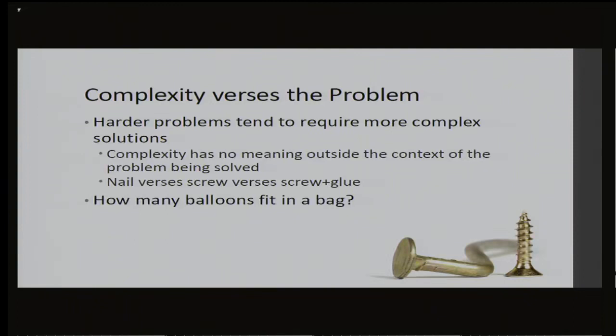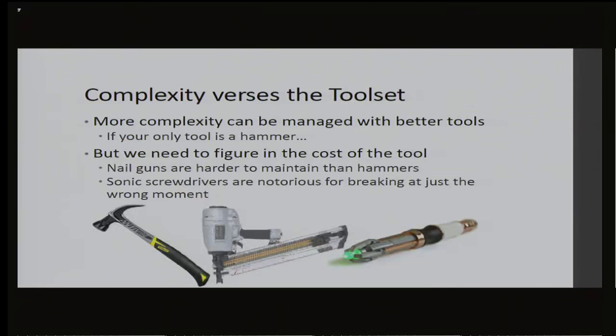So complexity has no meaning outside the context of the problems being solved. Houses would be a lot simpler to build if everybody used nails for everything, but they don't. We use screws for a purpose. Screws are more complex than nails, but we use screws for a purpose. That's one of my favorite lines in the world, by the way. The other thing is complexity versus your tool set. More complex problems can be managed with better tools. I know everybody sitting in this room probably has Perl scripts or Python scripts that manage their configurations. Nobody here goes out and manually manages their configurations on their boxes.